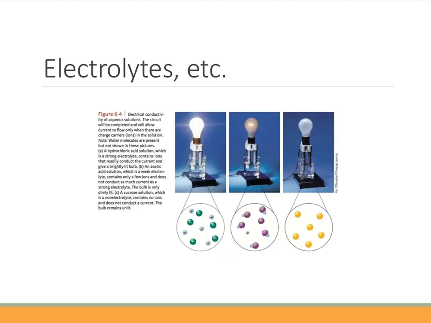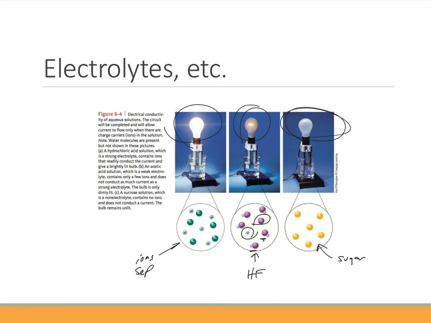This is what we see in figure 6-4. In a strong electrolyte where all of the ions are separated, electricity flows quite rapidly. When we have something like HF, where we only have a couple of ions, most of the molecules stay together, we have a very dim light bulb. And if we have something like sugar, which doesn't dissolve to give us ions, there is no conduction through the solution.